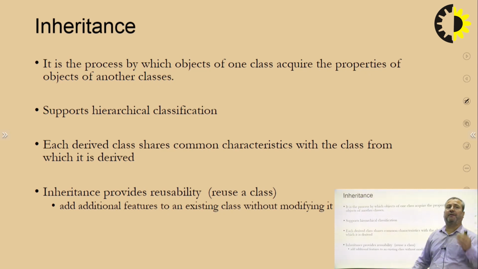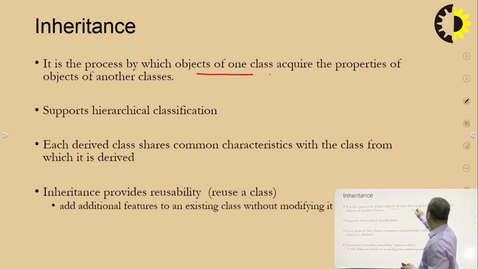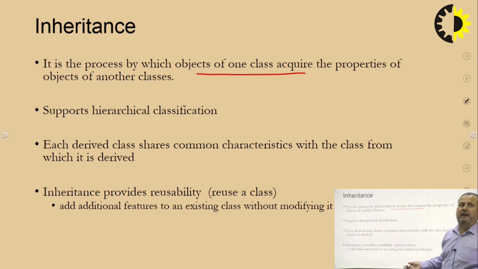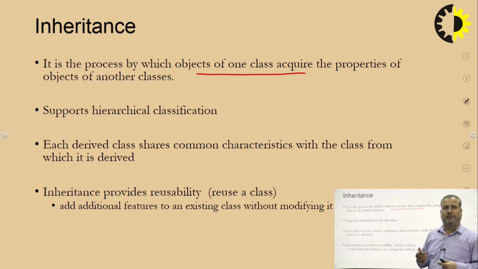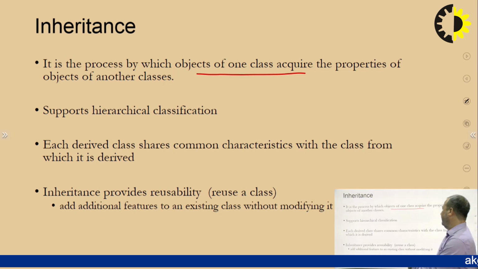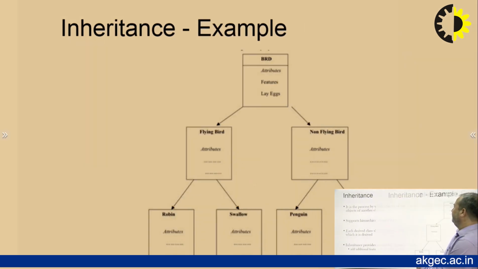Now, another important feature is inheritance. Inheritance means a class can be used by many other classes. It is the process by which objects of one class acquire the properties of objects of another class. A class could acquire the properties of another class, and that feature is called inheritance. That is the idea of reusability. You can reuse something by inheritance, need not write it again, without modifying or recreating it. That is very important for software development. So inheritance provides reusability.